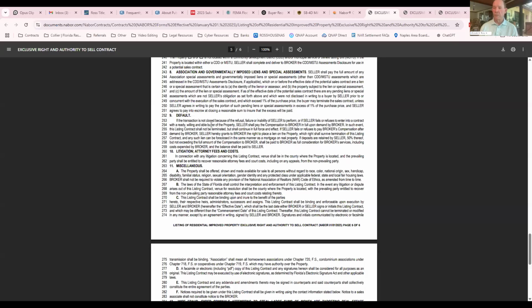I had a conversation with a broker yesterday who didn't realize that that was in there. So this is the NABOR listing agreement, and you look under section 9, default. It actually says if deposits are retained by seller, 50% thereof, but not exceeding the full amount of the compensation to broker, shall be paid to broker as full consideration for broker services, including costs expended by broker, and the balance shall be paid to the seller.